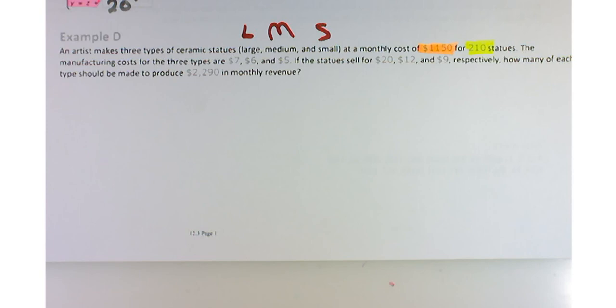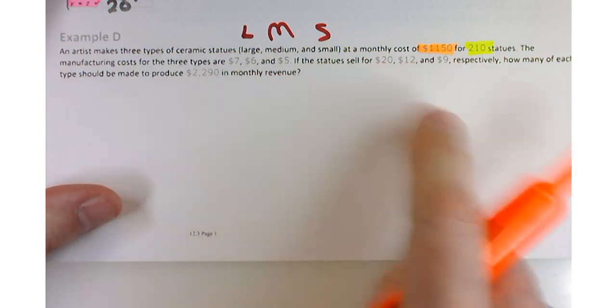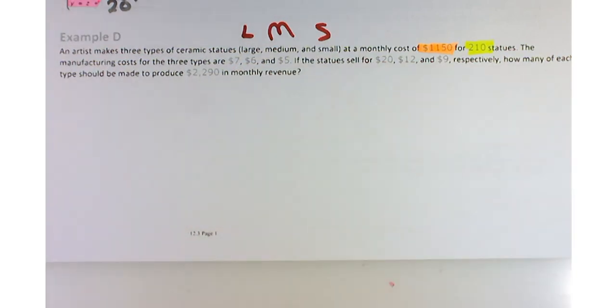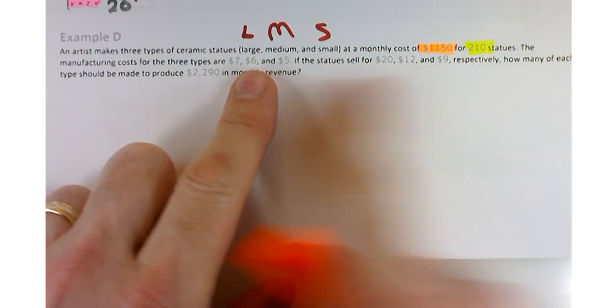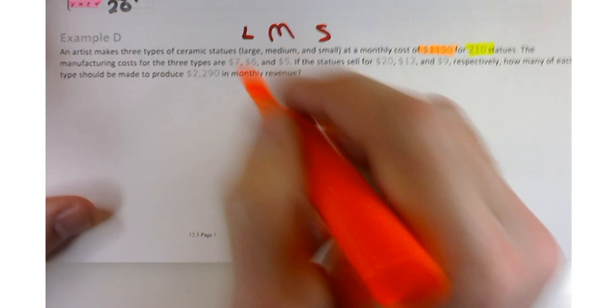So, all right. What color ink do you think I should use on this one? Should I use yellow or should I use orange? Orange. Orange, because this is talking about the cost. So that's going to go together with the cost.